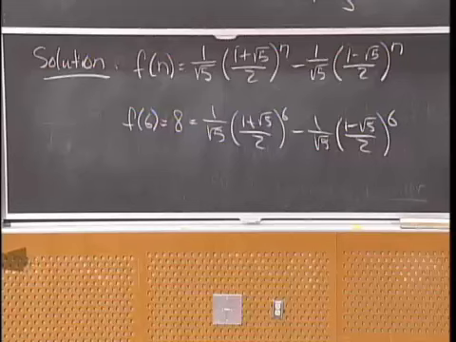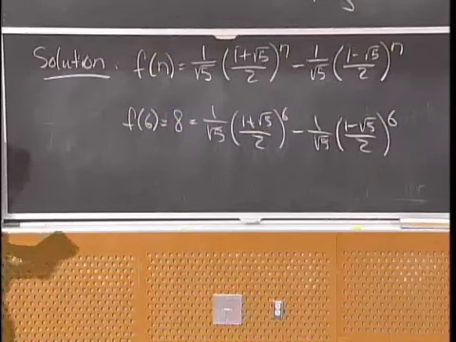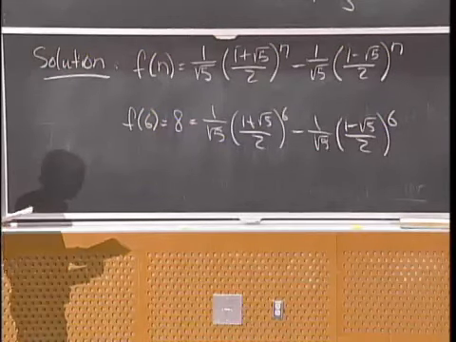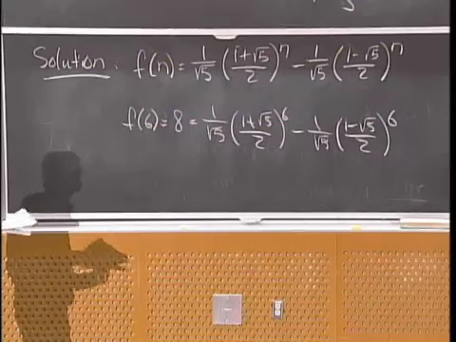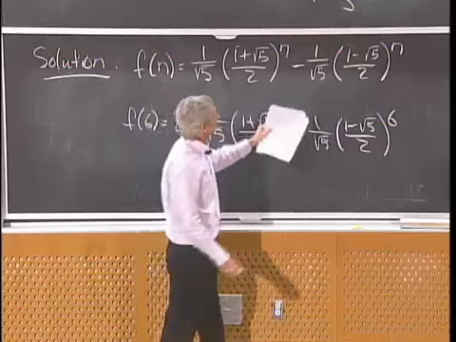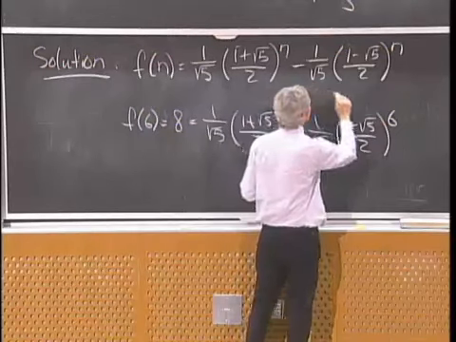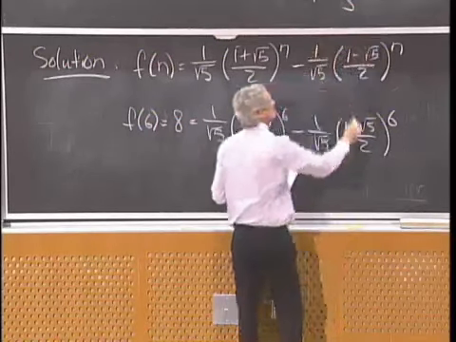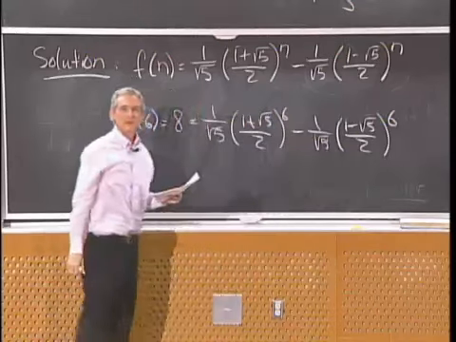Okay. All right. Yeah, there's some more interesting things about this. What happens to this value here as n gets large? What does it do as n gets large?